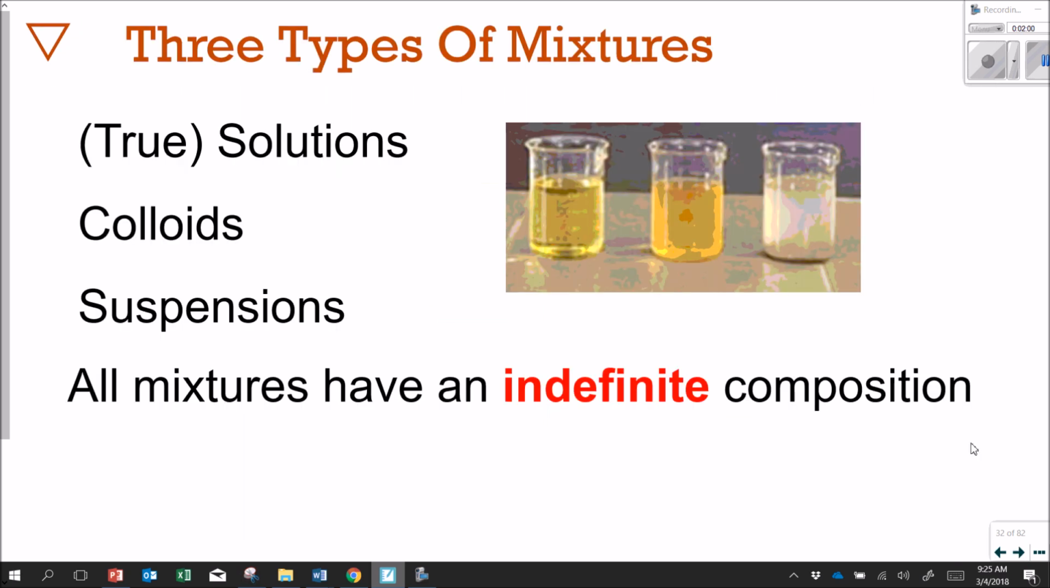this chart. We are going to look at three types of mixtures: true solutions, colloids, and suspensions. All mixtures have an indefinite composition, which means that they vary in their composition. Only elements and compounds have a definite composition.